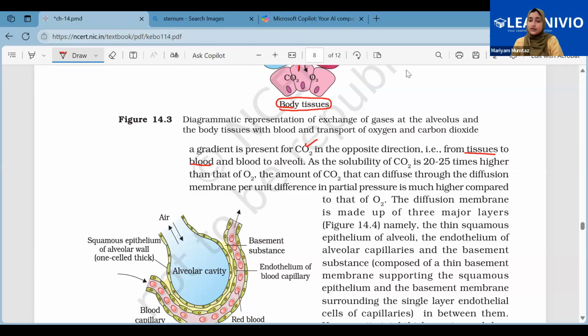So remember that CO2 is actually more soluble as compared to O2. If you compare their solubility, CO2 is 20 to 25 times more soluble than oxygen. So the amount of CO2 that can diffuse through the diffusion membrane per unit difference in partial pressure is much higher as compared to O2. CO2 can diffuse much more than O2. Clear?